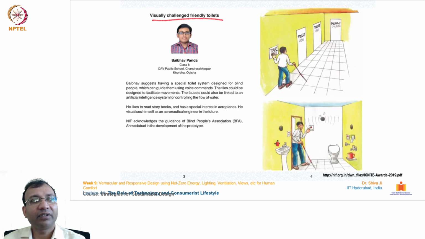Further, we have this second example from Vaibhav Parida. He's a student of class 8, again from Orissa, and he has designed visually challenged friendly toilets, to facilitate toilets for people who are visually challenged. So, a system guided by sound. As simple as that, he has used this technique to guide our visually challenged friends, so that they can be guided in a public toilet area. Just based on this system.